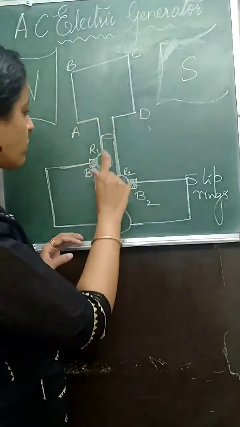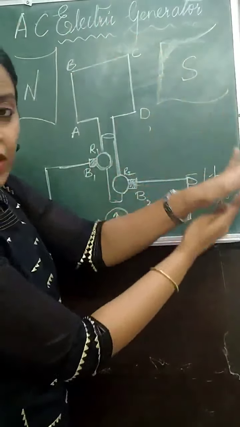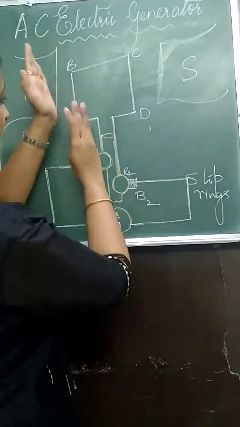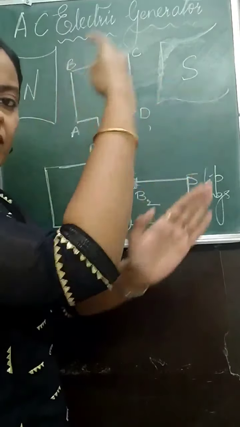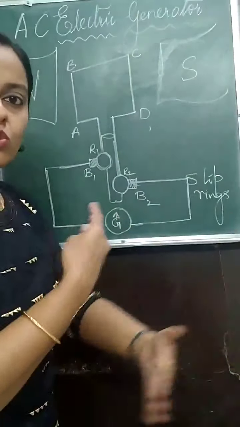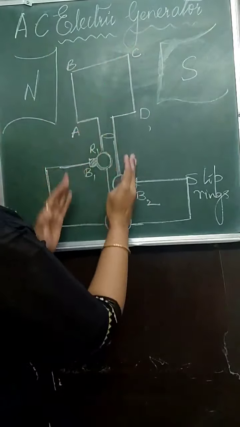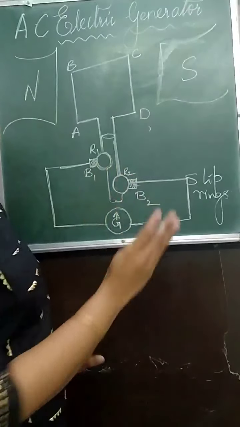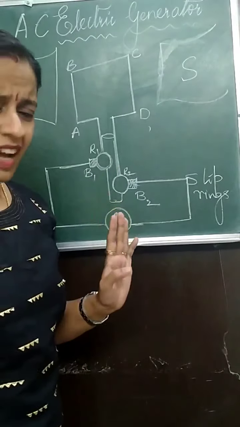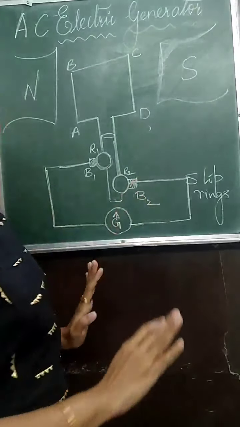When AB moves, that ring R1 will also move. If this AB moves, ring 1 will also move with that. If CD moves, ring R2 will also move with that. Understanding? So this is the setup.